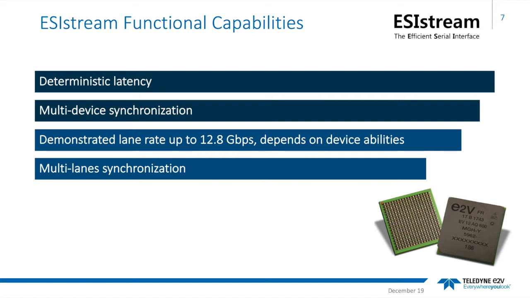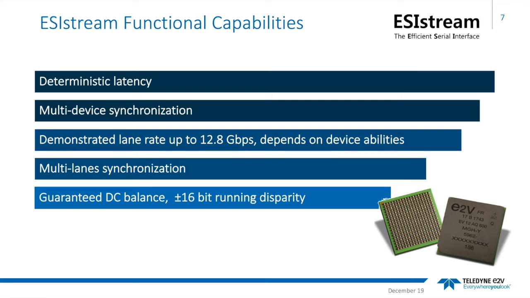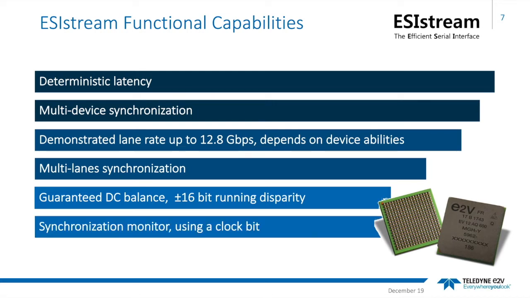ESIstream, in common with many serial links, ensures DC balance by limiting the maximum allowed running disparity to plus or minus 16. The link protocol includes the ability to monitor system synchronization through the provision of a clock bit. The protocol includes encoding that ensures a minimum number of level transitions to enable clock data recovery, whereby the maximum run length is kept.